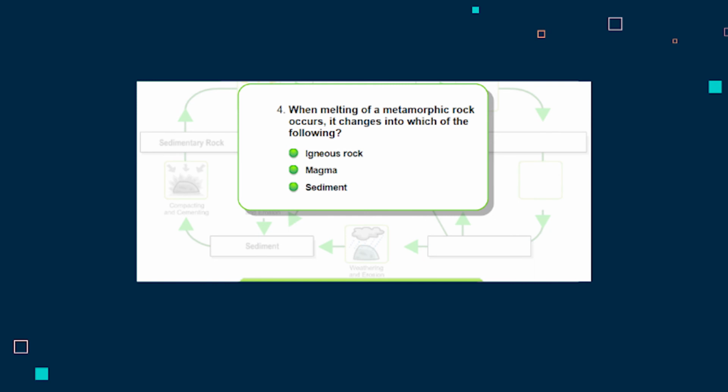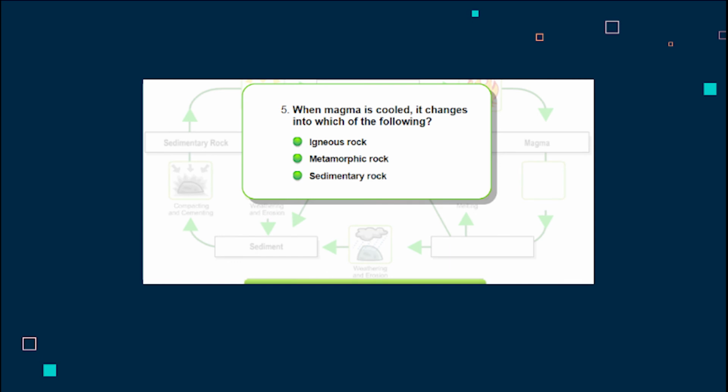So you can look at the picture that's being completed as we go along. So we have weathering, erosion, sediment, compacting, and cementing. We have sedimentary. When melting of a metamorphic rock occurs, it changes into which of the following? Have you thought about it? If you said magma, you are correct. So when the metamorphic rock melts, it changes to magma. And question number 5, our final question: when magma cools, it changes into which of the following?